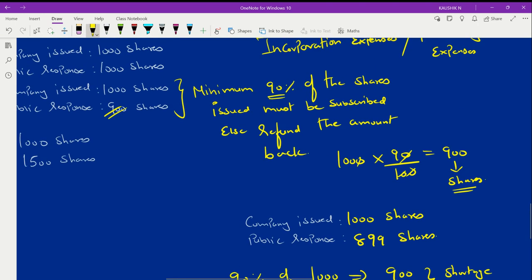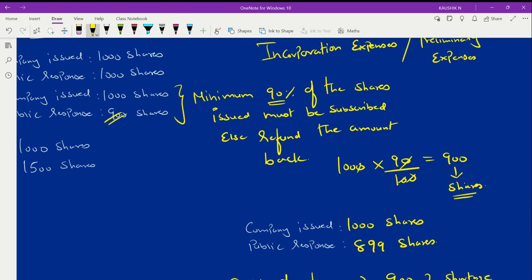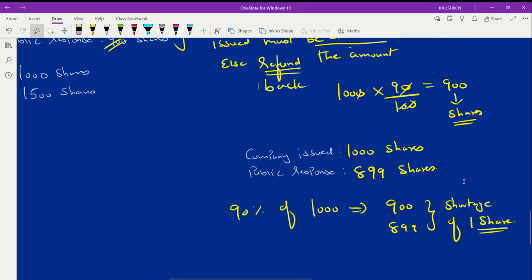What we have mentioned here is, 90% of the shares issued must be subscribed, else refund. So if you got only 899 shares, then you are lagging by one share. No other go, you have to refund the money back to your applicants. So this is the basic checklist which you have to follow with respect to under subscription cases.